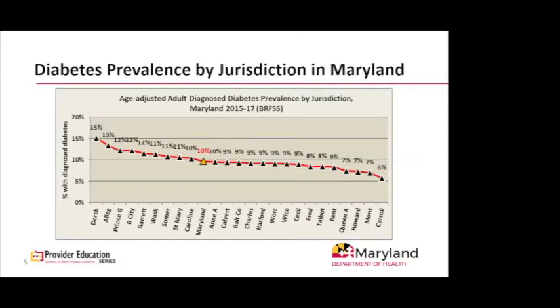This is another slide out of the plan, and it just shows prevalence across the state. Certainly there are some jurisdictions in the state that struggle more than others, although as you can see, diabetes is prevalent across the state.